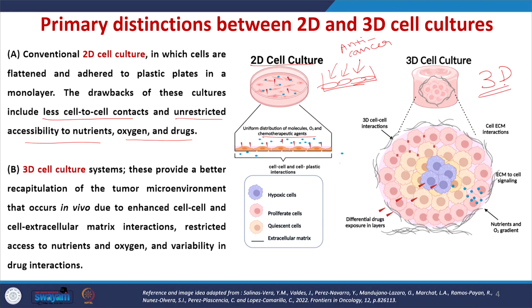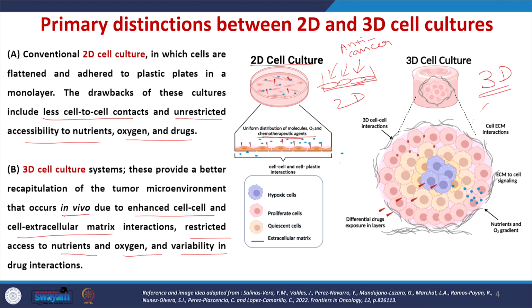If you are using the 3-dimensional cell culture, which will closely mimic your in vivo condition, that is, the living system condition, we can use the 3-dimensional cell culture as an alternate or equivalent for understanding the toxicity or the therapeutic efficiency of your anti-cancer drug. When you are using this 3-dimensional cell culture model, we can have enhanced cell to cell contact, and cell to ECM interaction will also be more, and here we will have restricted access to nutrients and oxygen. That is why you will have a variability in drug interaction. For example, in 2D, all the cells get a uniform distribution of chemotherapeutic agents or anti-cancer drug.